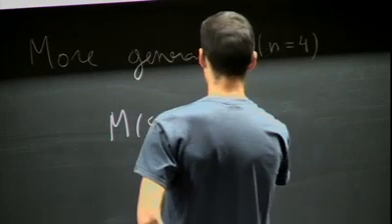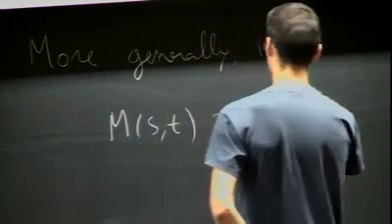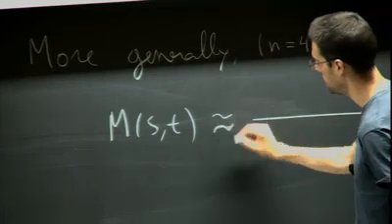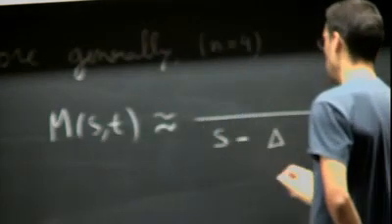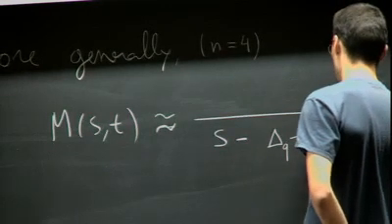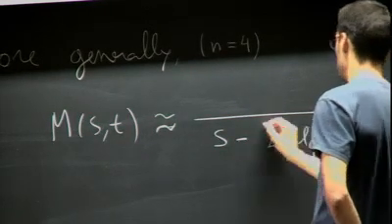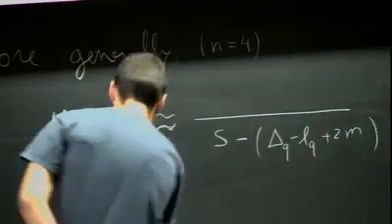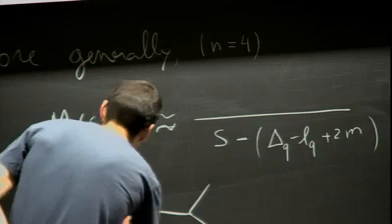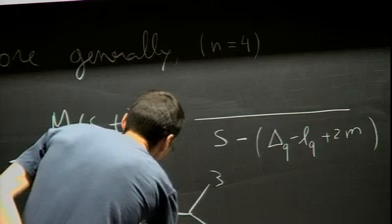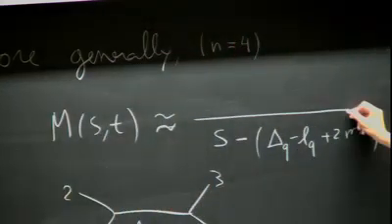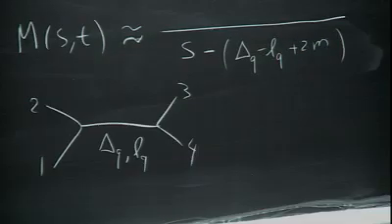M of S and T. So this should have poles, okay? So this sign means it has a pole in this position with this residue, okay? Just means that. So the position of the pole is delta Q minus L_Q plus 2m. So again, I'm doing this case where the operators 1, 2, 3, 4 are exchanging an operator with dimension delta q and spin L_q. Okay. And again, m runs from 0 to infinity.